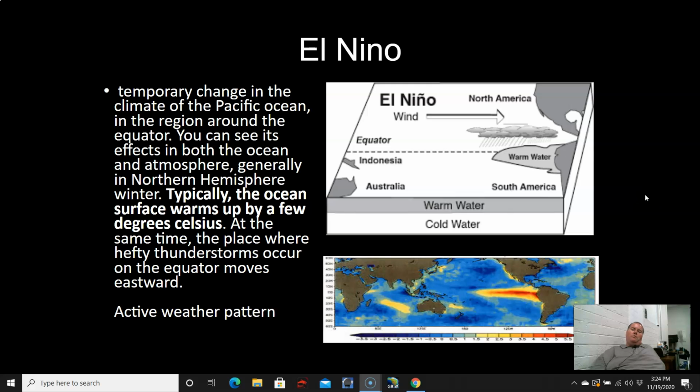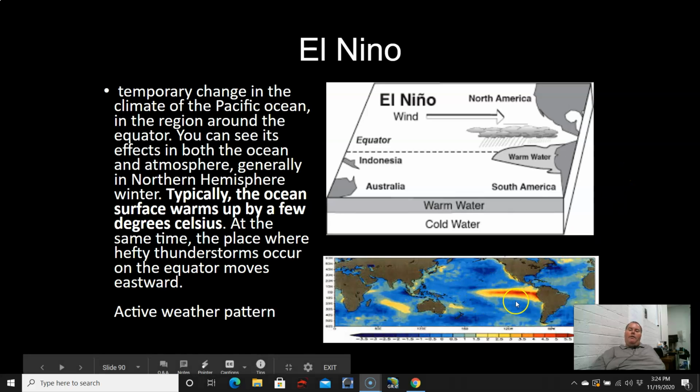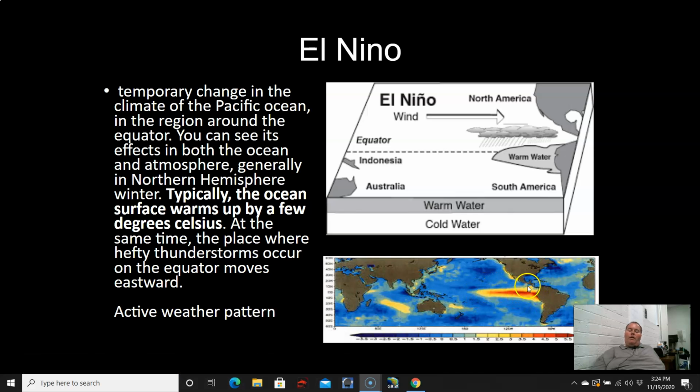So the last two things we're going to talk about, and these are very popular weather and climate topics. El Nino. El Nino is the temporary change of climate around the Pacific Ocean. It's the area close to the equator, as you can see in what I'm showing you. It's the change in the water temperature. When the water is generally warmer in this part of the world, you're under an El Nino.